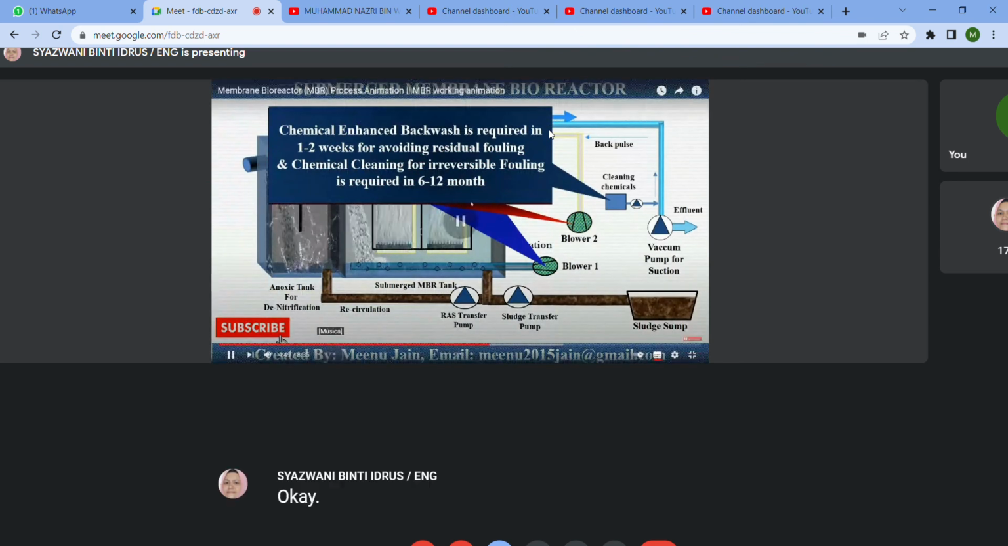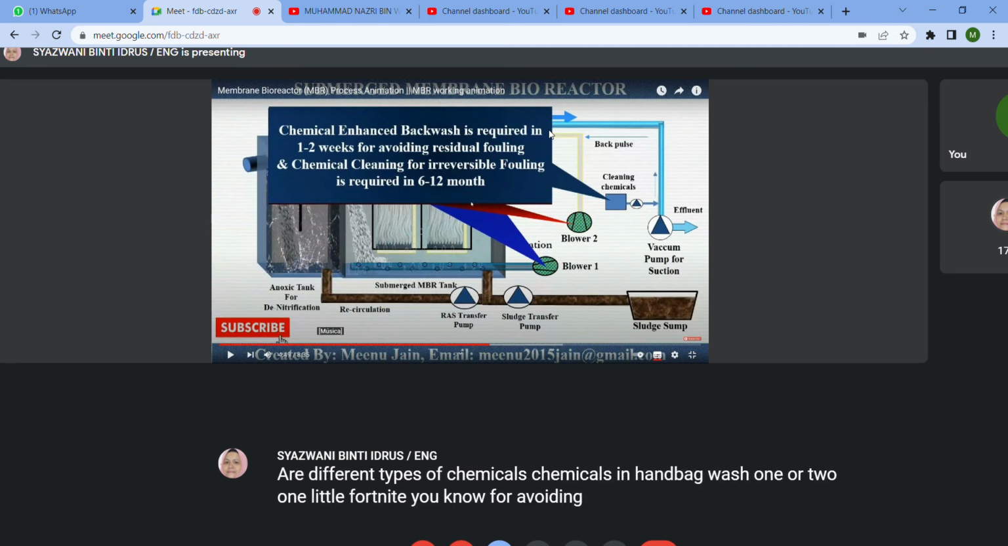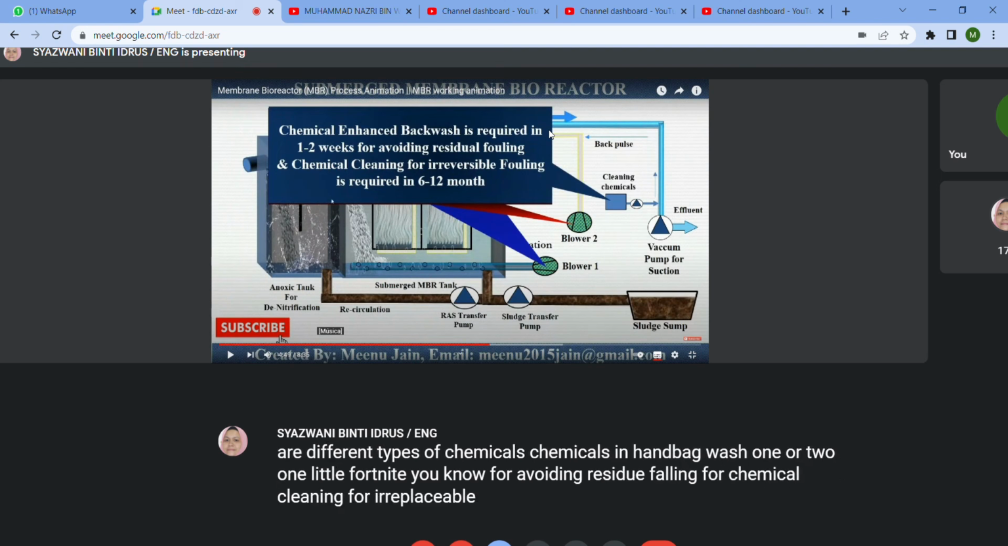Okay, so there are different types of chemicals. Chemically enhanced backwash, once in a fortnight, for avoiding residual fouling. Chemical cleaning for irreversible fouling is required within 6 to 12 months.